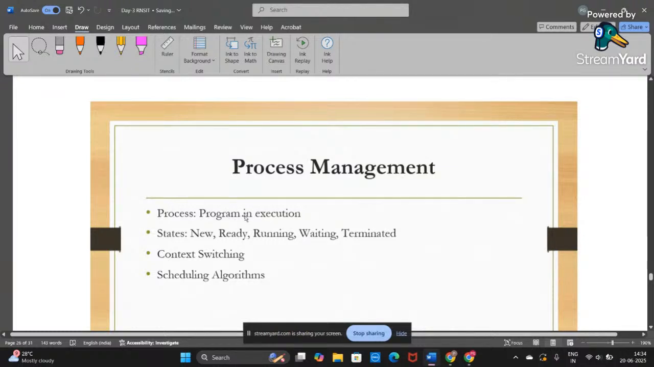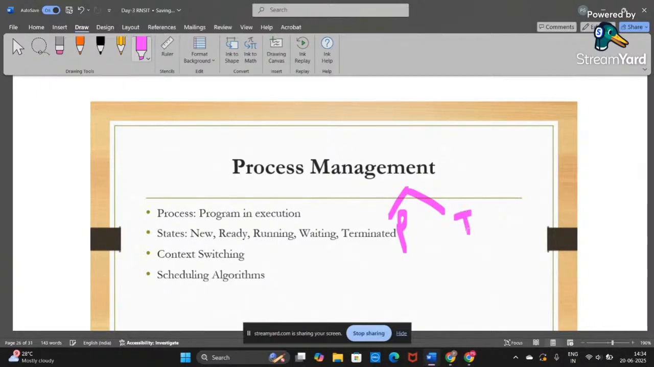A process. Under this process management, let us first learn what a process is and what a thread is. A process is a program in execution. A program in execution is called a process.